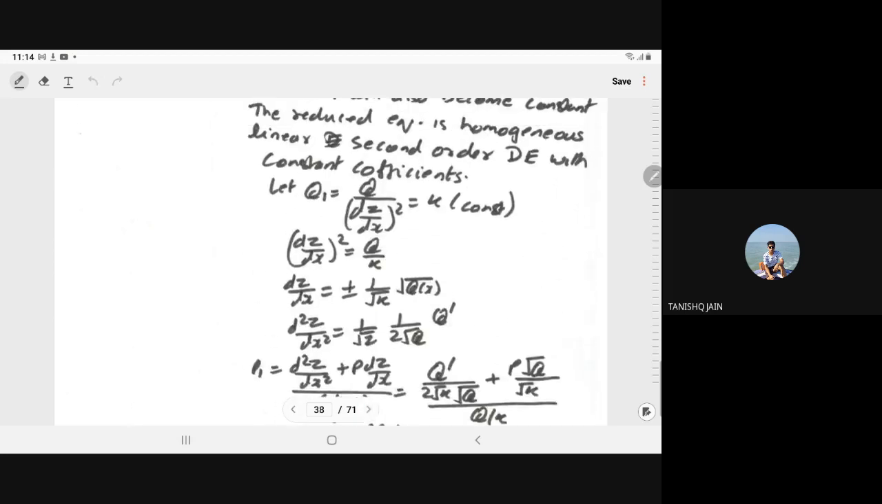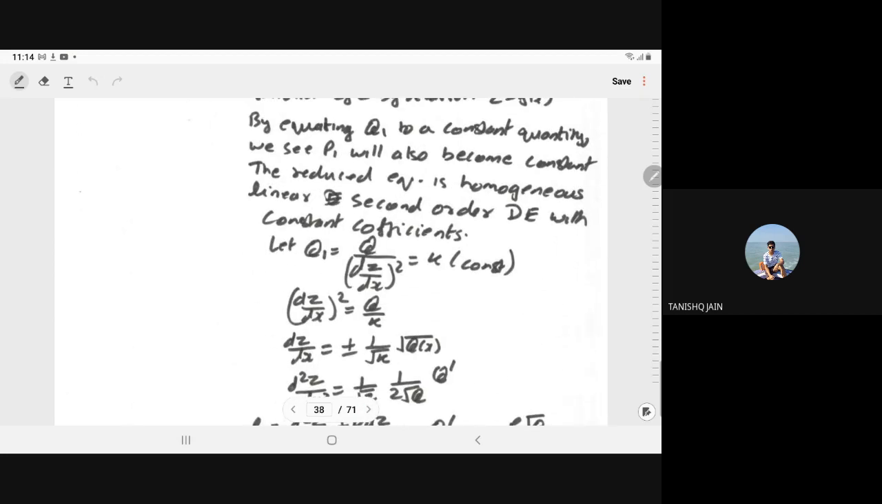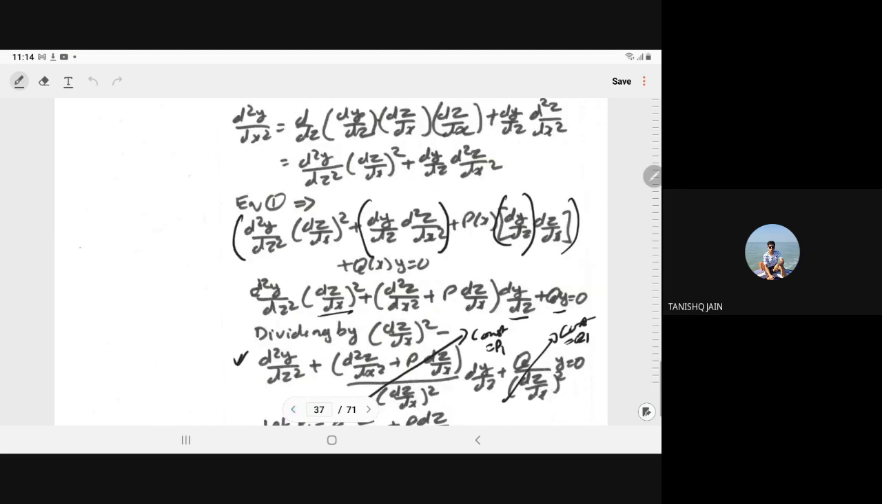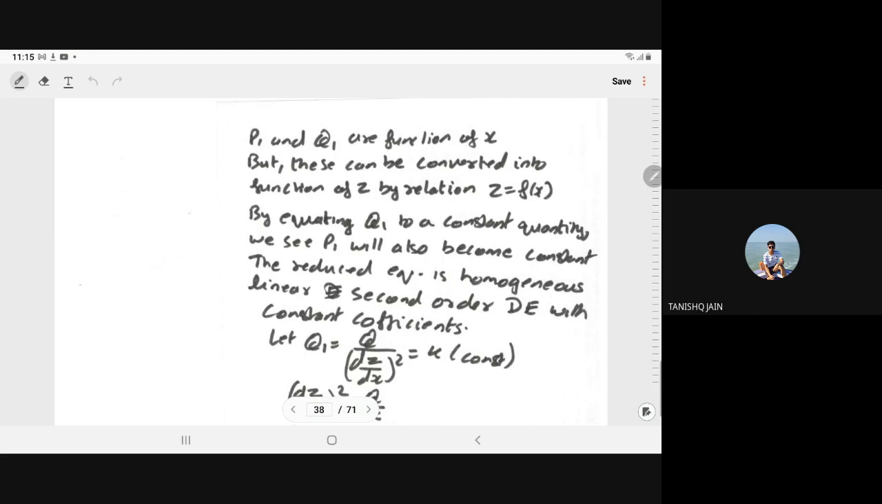Sir, if z is not given to us and dz by dx is in terms of q1, then how can we assume that q1 is constant? I am coming to that. Here p1 and q1 are functions of x, but they can be converted into functions of z by the relation z equals f(x).